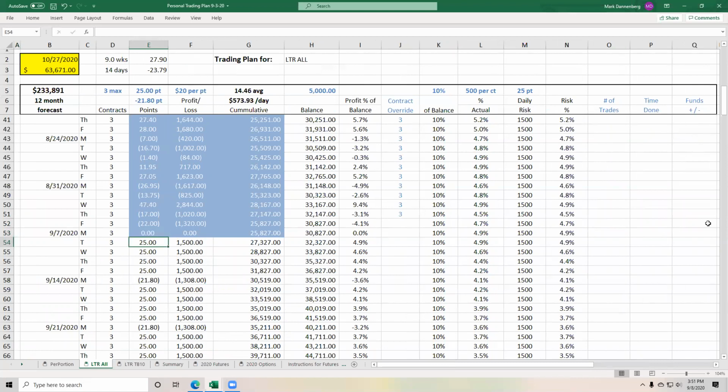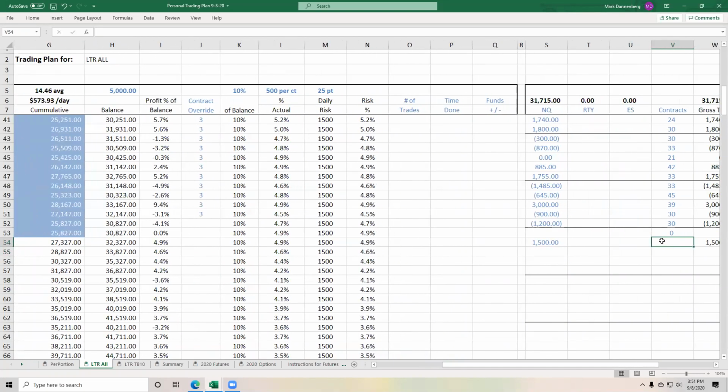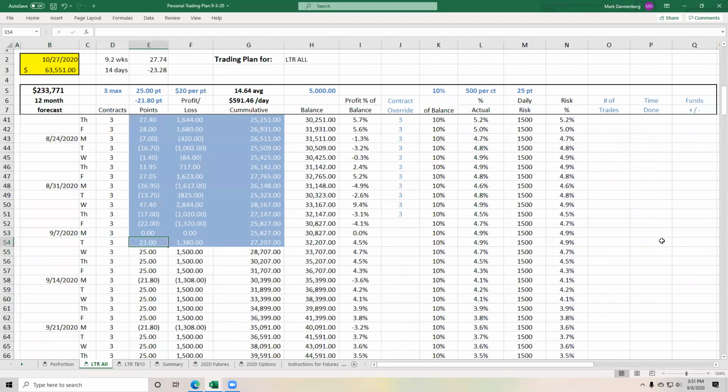Okay, so we've got that factored in, and now we come to today. Today we were at 25 points. Interesting, that was our plan for today. So we're at 25 points, and 25 points times $20 a point is $500 times 3 contracts. So today we made $1,500. Not $15, Mark, we made $1,500, okay? And we had 10 trades today. Again, 3 contracts per trade. So 30 contracts.